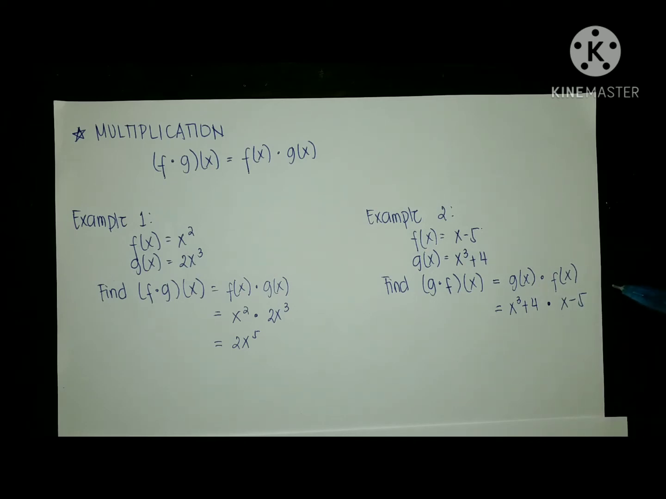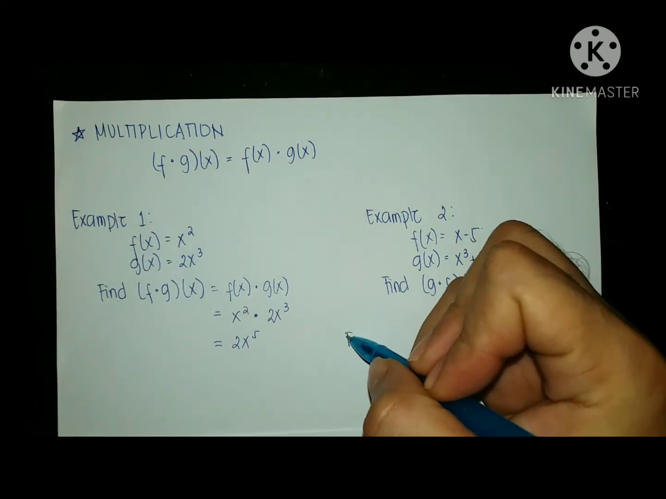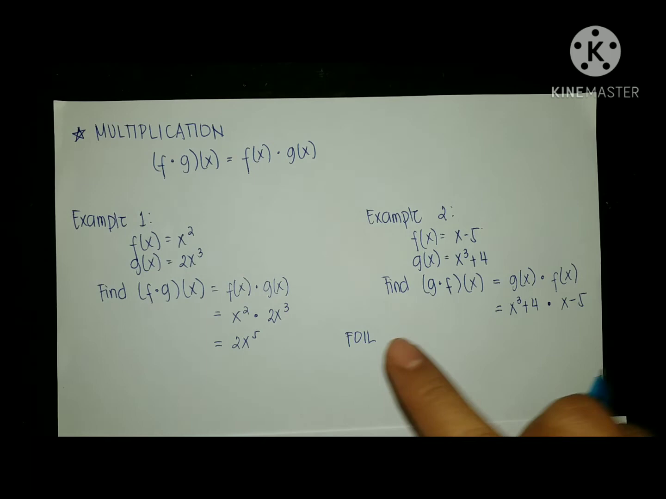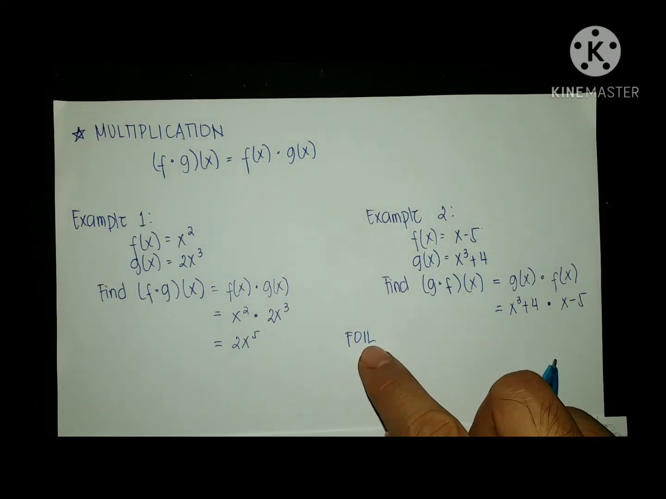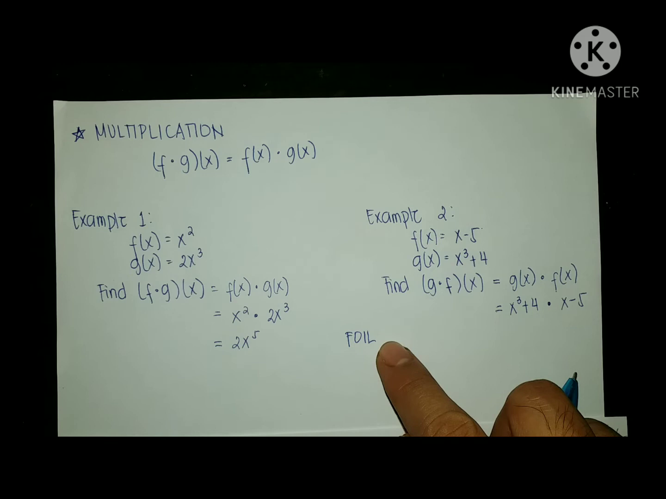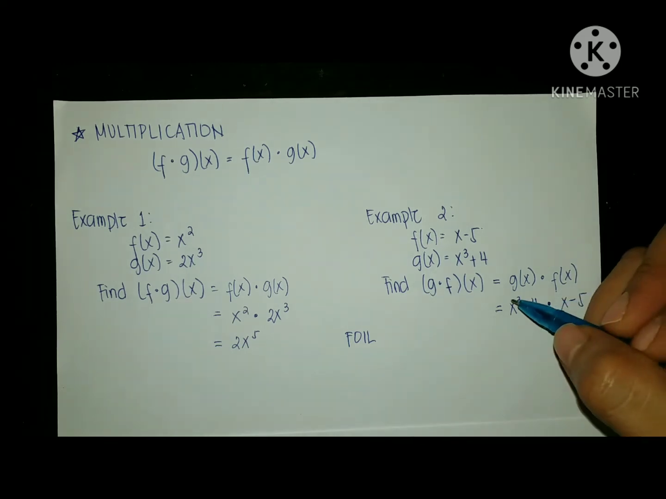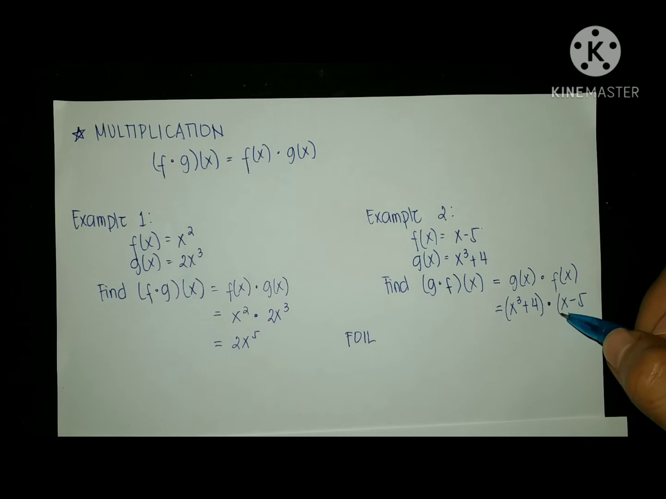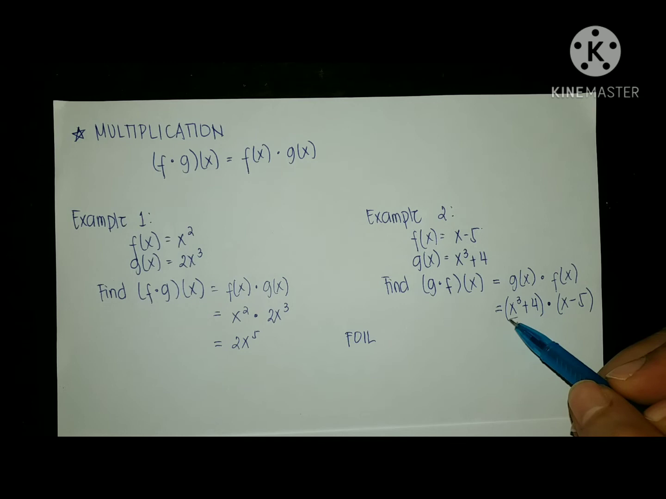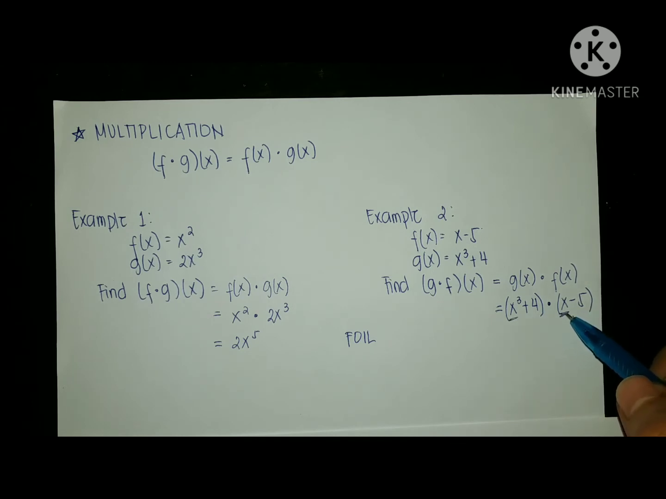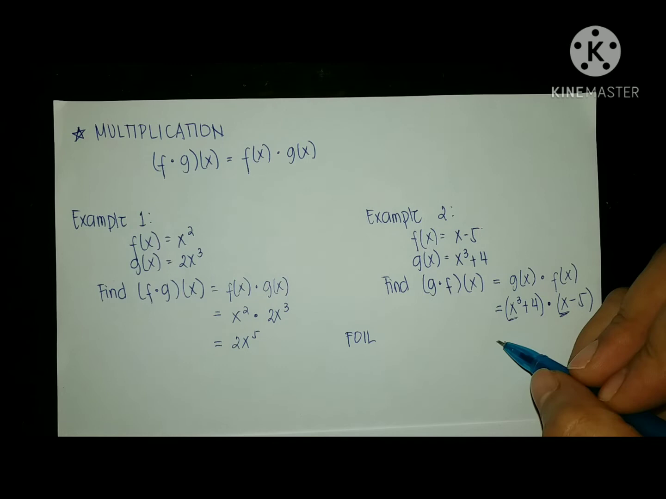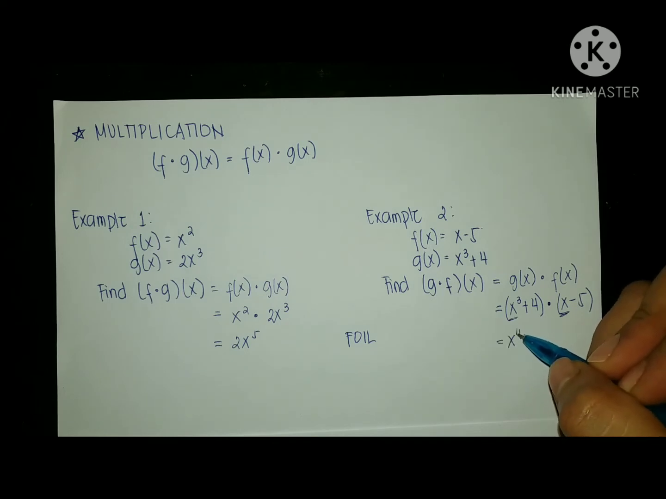So notice that the two functions are binomials. Therefore, this is a product of two binomials, so we will apply the FOIL method. FOIL stands for the first terms, outer terms, inner terms, and the last terms. In this case, the first terms are x cubed and x. So x cubed times x, that is x raised to 4.